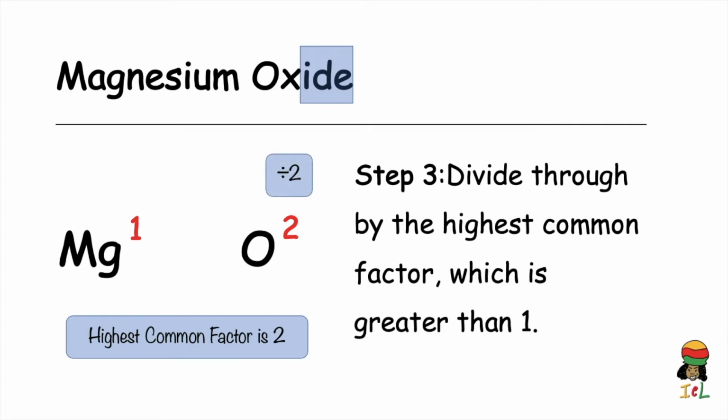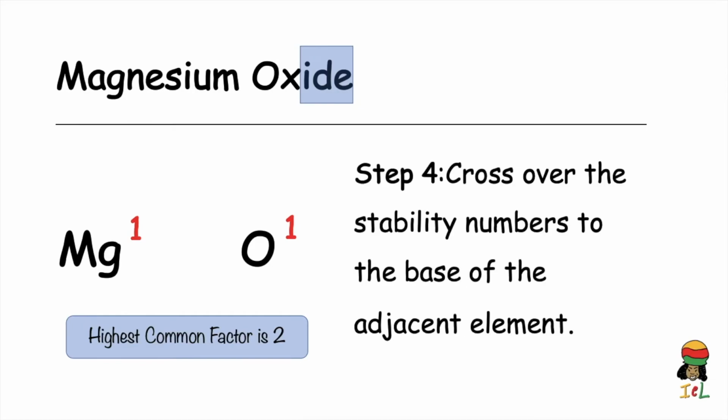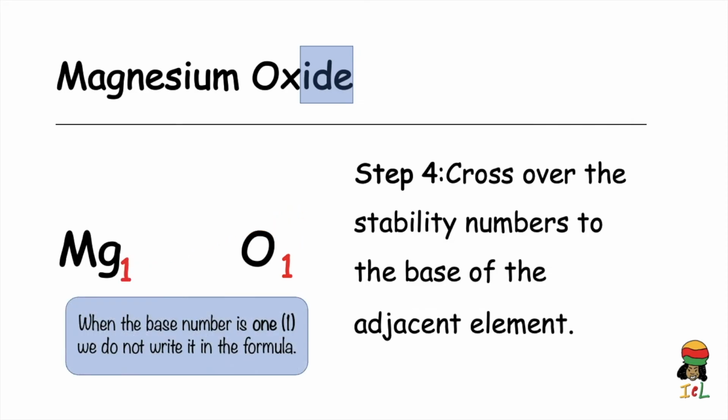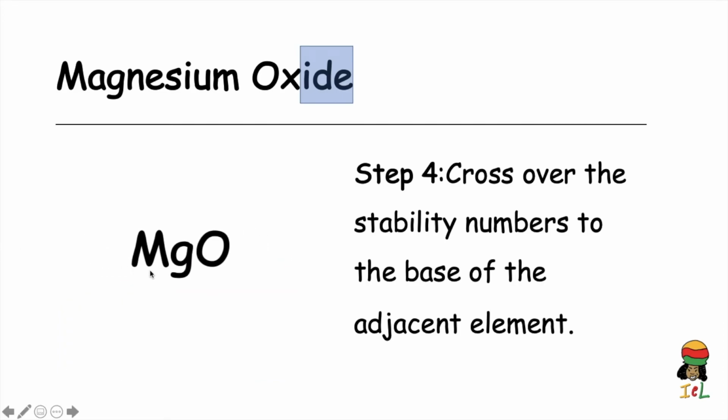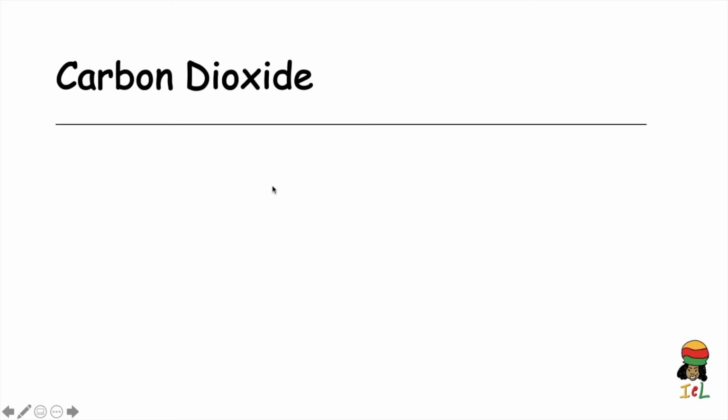The same is done for the stability number of oxygen. We divide by the highest common factor of 2. 2 into 2 goes 1. The final result gives the lowest ratio in which magnesium and oxygen atoms will bond. That brings us to step 4, where the stability numbers are crossed over to the base of the adjacent element. So 1 goes to the base of oxygen and 1 goes to the base of magnesium. If the base number is 1, it is erased and not written in the chemical formula. Therefore, the chemical formula for magnesium oxide is MgO, where the atoms have bonded 1 magnesium atom to 1 oxygen atom.